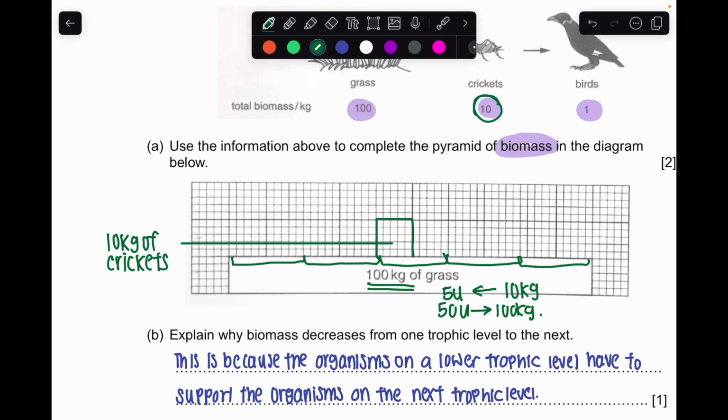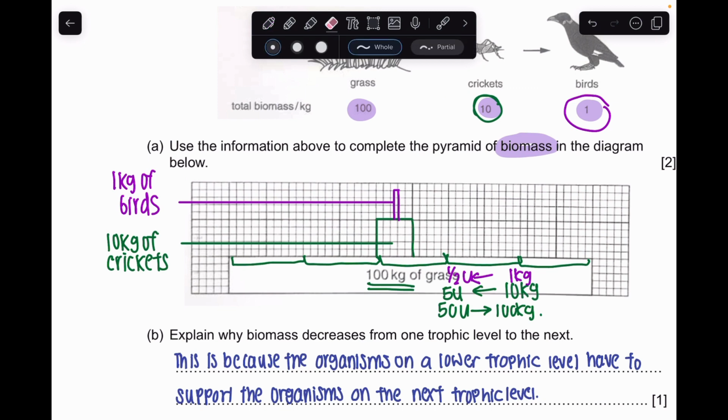Okay, then now let's move on to the birds. So birds here, we only have 1 kg. So for 1 kg, we only probably need 5 divided by 10, right? So that will be half a unit. Because there's 0.5, right? So make sure you draw it accurately. Make sure it's only at 0.5. Yep, so label this as well. This would represent 1 kg of birds.